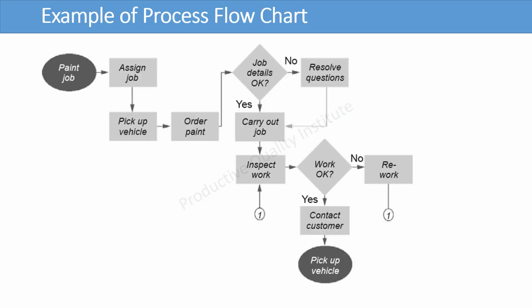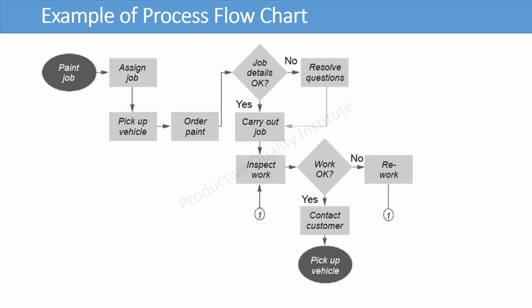Example of process flow chart. It starts with the paint job process. The first activity is assign job. Then go to the second activity, pick up vehicle, then order paint activity. Then we come to a decision point: job details are okay or not.